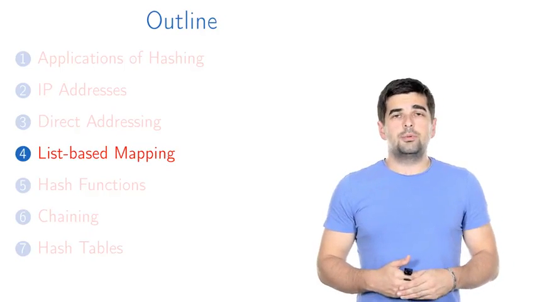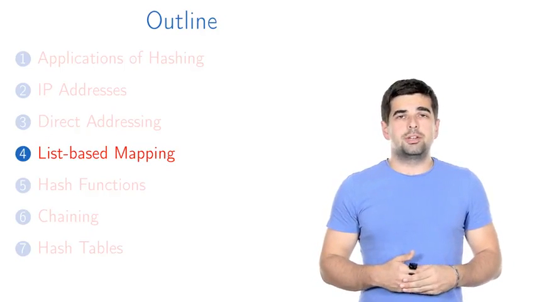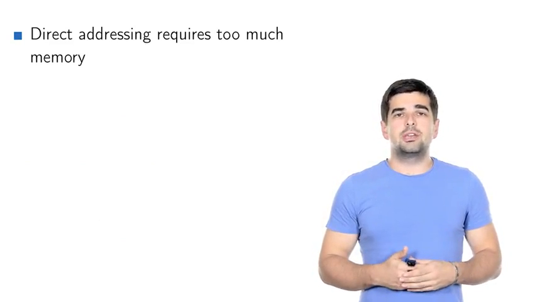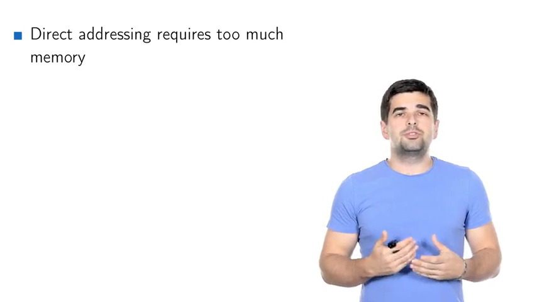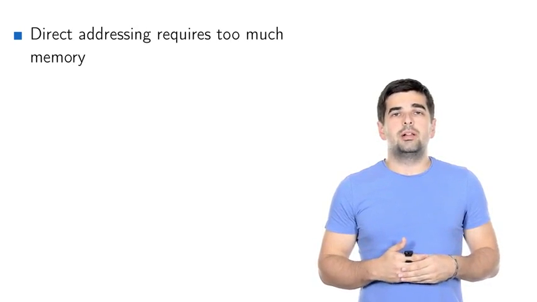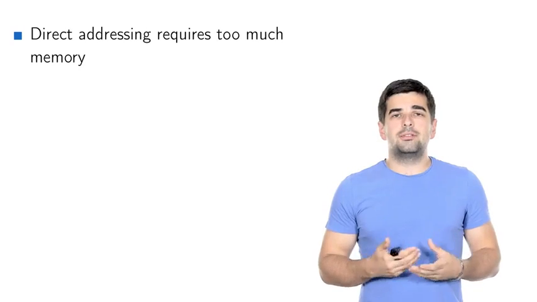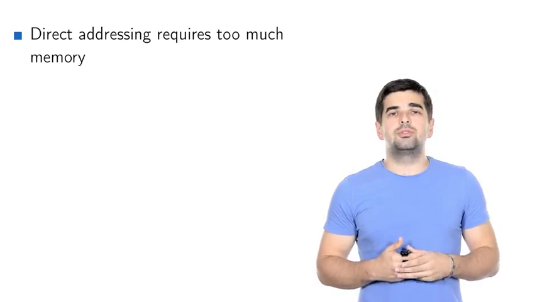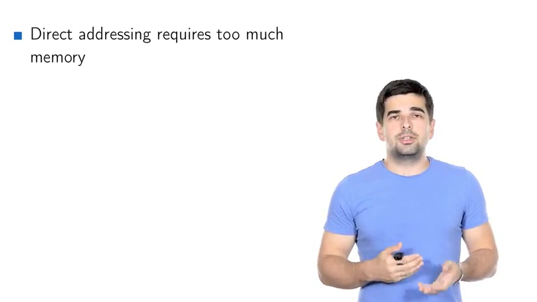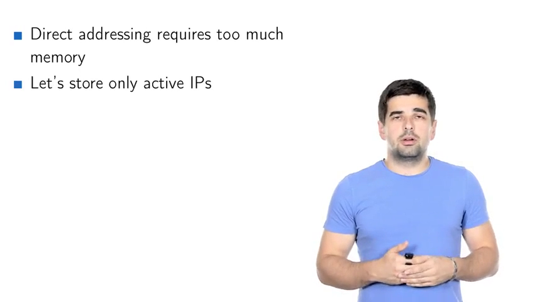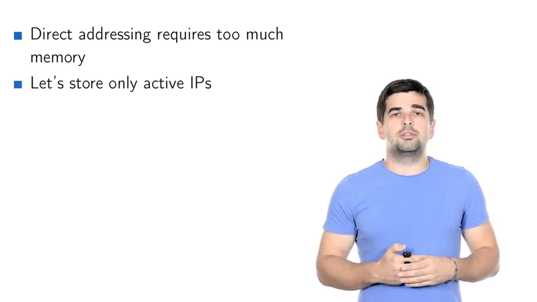Hi, in this video we will study another approach to the IP addresses problem. In the last video we understood that the direct addressing scheme sometimes requires too much memory. And why is that? Because it tries to store something for each possible IP address, while we are only interested in the active IP addresses, those from which at least some user has accessed our service during the last hour. So the first idea for improvement of the memory consumption is: let's just store the active IPs and nothing else.